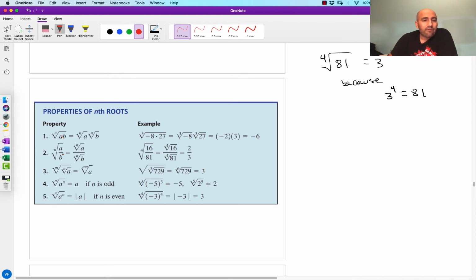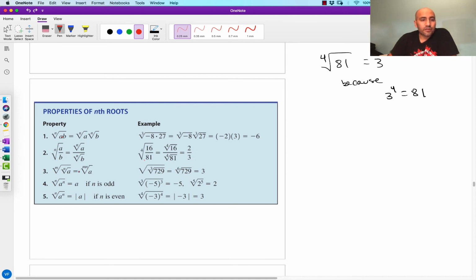But if we have a fraction, a over b, inside the nth root, then this rule says that we can separate it and have the nth root of a in the numerator, the nth root of b in the denominator. Okay, so here's an example. 16 over 81 inside the fourth root. We can separate it as the fourth root of 16 divided by the fourth root of 81. Right? And the fourth root of 16, find a number such that when you multiply it by itself 4 times, it equals 16. That's got to be a 2. And as we looked up there, the fourth root of 81 is a 3.